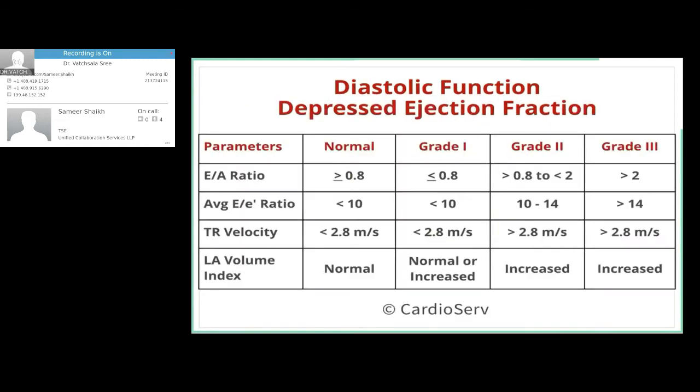Now it is the same numbers, just put in a tabular column for you to have a visualization of those numbers again. So the numbers that I want you to remember are E/A ratio less than 0.8 and E/A ratio more than 2. More than 2 is grade 3 diastolic dysfunction and less than 0.8 is grade 1 diastolic dysfunction. Any value in between is grade 2 diastolic dysfunction, provided those three criteria are being met.